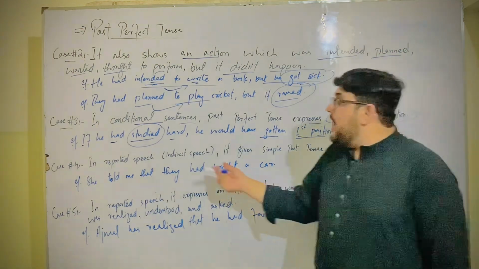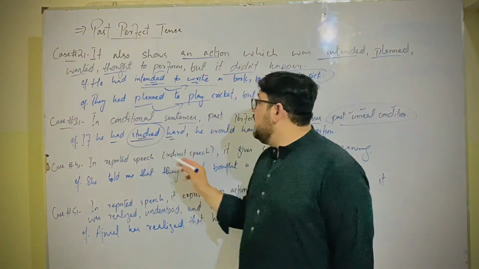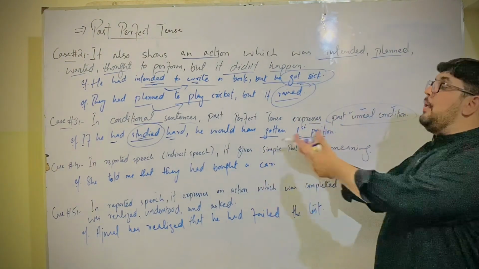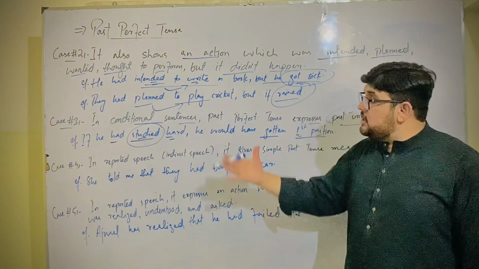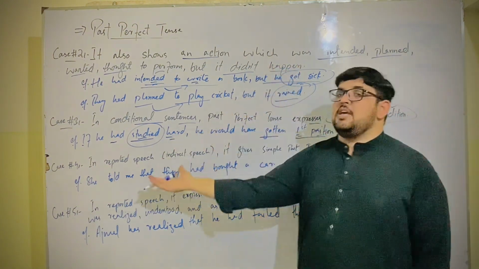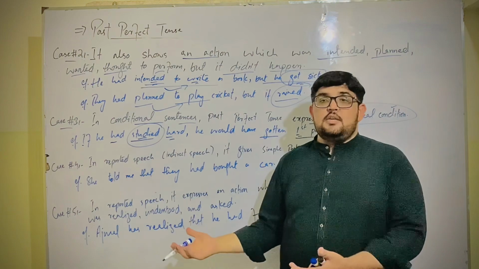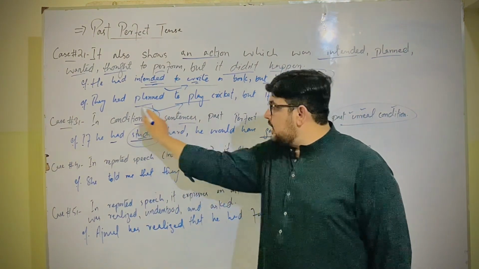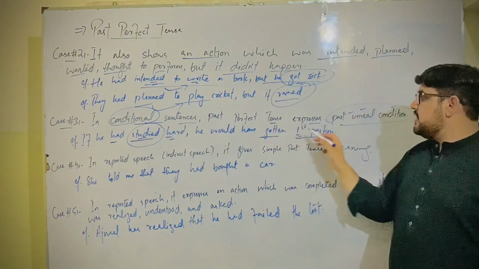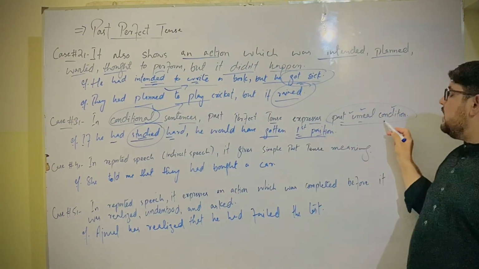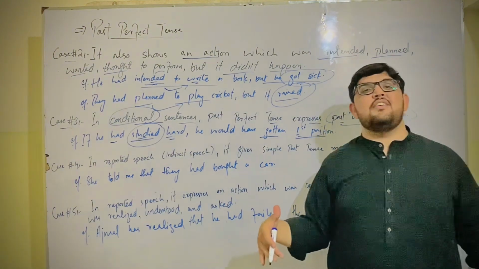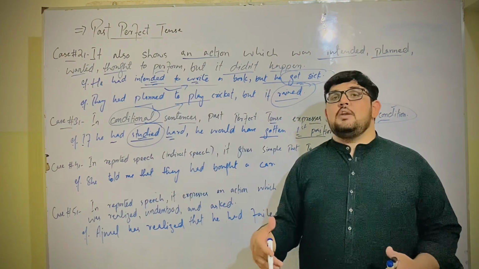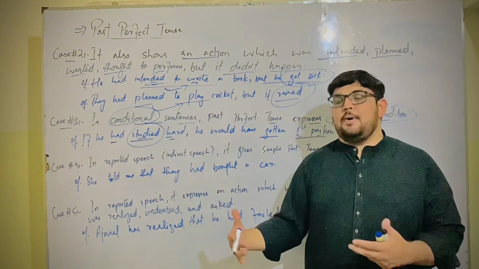It means in the past he neither studied hard nor did he get first position. Something that was even impossible to happen in the past as well. Why? Because he didn't struggle for it. So in conditional sentences, past perfect tense is a past unreal condition or past unreal result. A result or a condition which was even impossible to happen in the past, right?